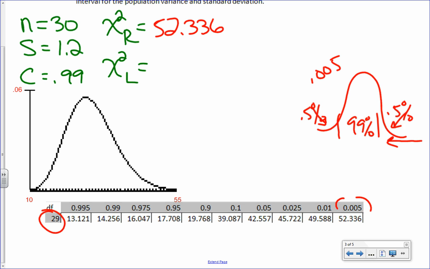So down here, chi-squared left. Well, how do I do that one then? Well, you got to figure out how to go all the way across, and so that would be 0.995. And again, so it's right here, that number. So that's 13.121.